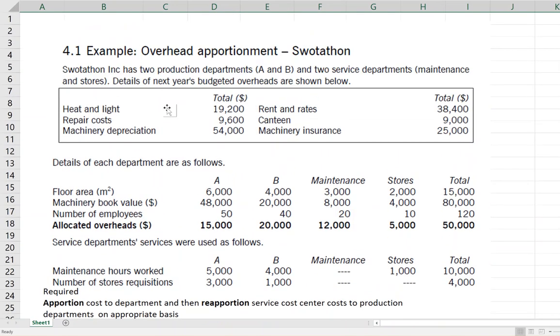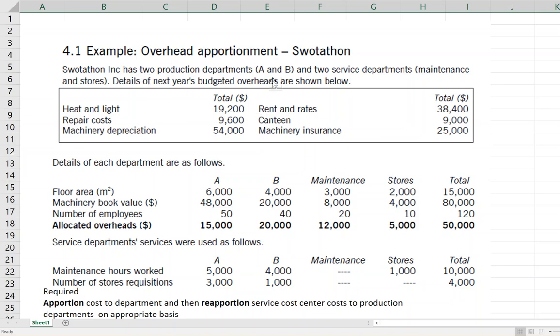Okay, let's read the question from the top. Swatterton Incorporated has 2 production departments, A and B, and 2 service departments, maintenance and store. There are 4 departments: Department A, Department B, and then service departments, maintenance and store. Remember, I said that the production departments are important, but we have service departments here as well. You will see that once we have completed these steps, what is important is Department A and Department B. Details of next year budgeted overheads are shown below.